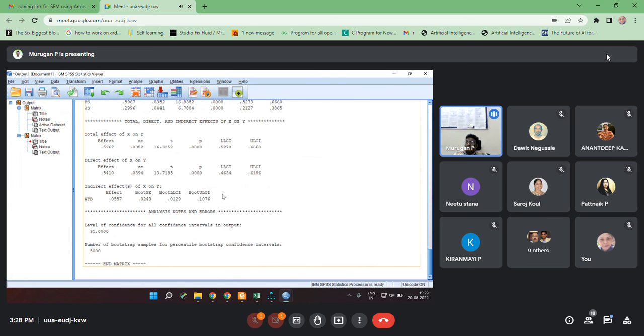So doing this mediation and moderation using the PROCESS macro is a really simple process. But understanding the underlying mechanism will require some amount of time and effort from the learner's side.